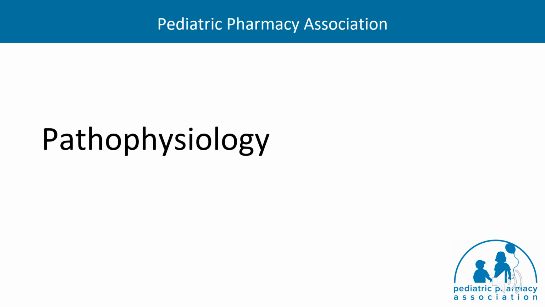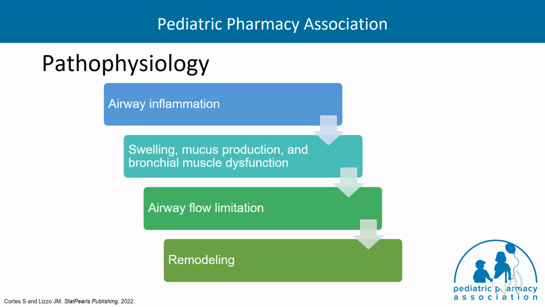Next, we will be discussing the pathophysiology of asthma. The pathophysiology of asthma involves the infiltration of inflammatory cells, which causes damage to the epithelial cells. This leads to the classic features of asthma, such as airway swelling, increased mucus production, and bronchial muscle dysfunction, which produces airway flow limitations and asthma symptoms. Ultimately, remodeling occurs, which can lead to fibrosis, mucus hypersecretion, epithelial cell injury, smooth muscle hypertrophy, and angiogenesis.